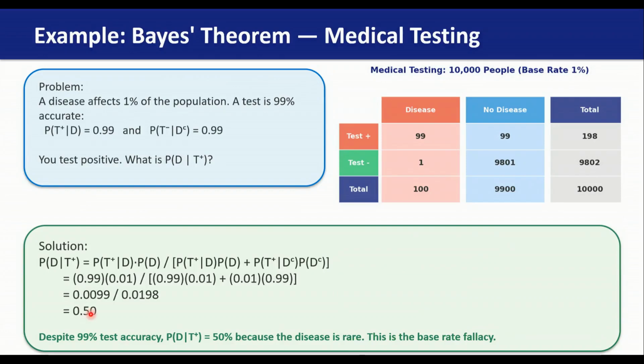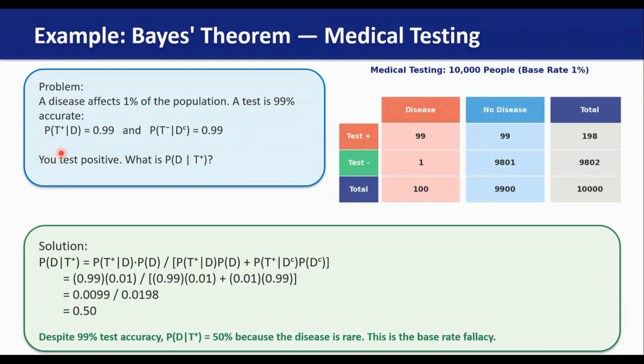Okay, let's have an example. This is the famous medical testing problem. It shows something very surprising. A disease affects 1% of the population. The test is 99% accurate. If you have the disease, the test is positive 99% of the time. And if you don't have the disease, the test is negative 99% of the time. You take the test, it is positive. What is the probability you actually have the disease?